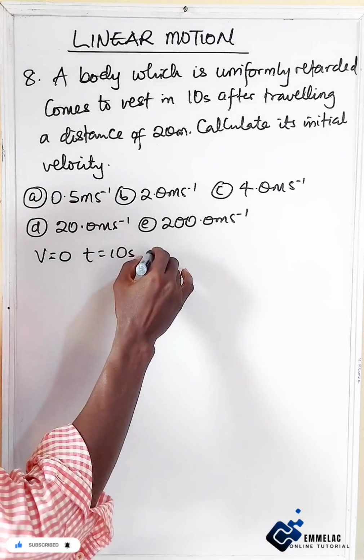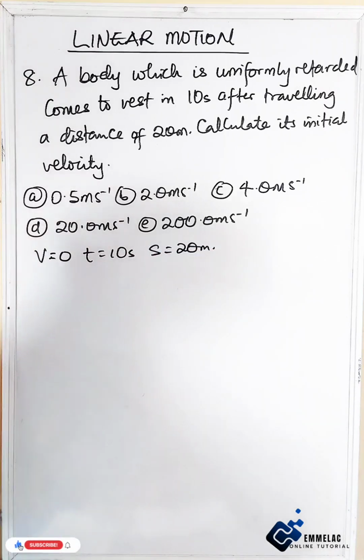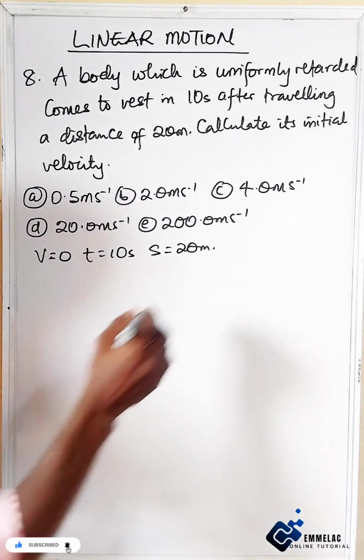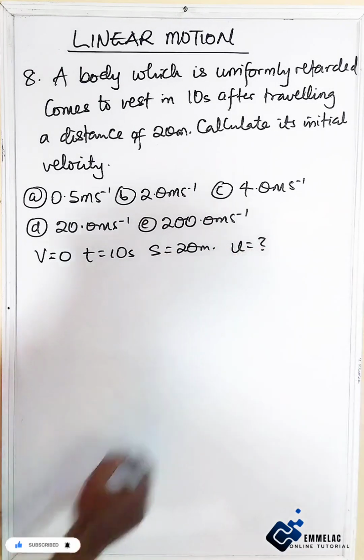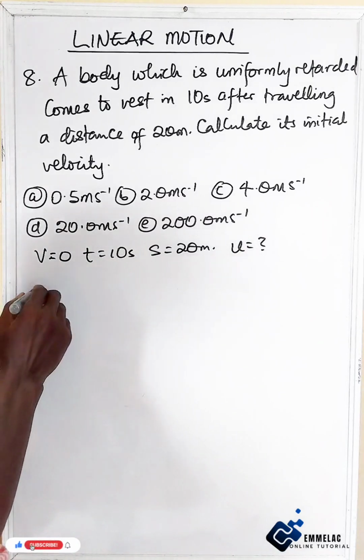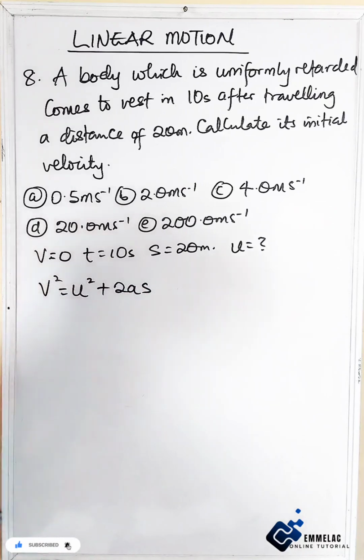The distance is 20 meters. Okay, so to this end we are asked to find the initial velocity. So to this end we have to make use of v squared = u squared + 2as. Okay, now but acceleration is not given, so let us look for the one that we don't have velocity.